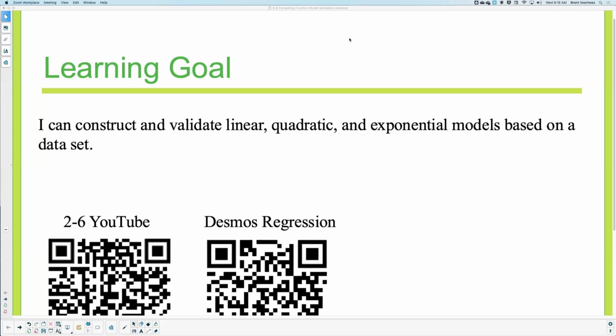All right, lesson 2-6. Today, if you look at the title of this lesson up at the top, what's the title of this lesson? What does it say? Yeah, what kind of function model validation? Just competing.